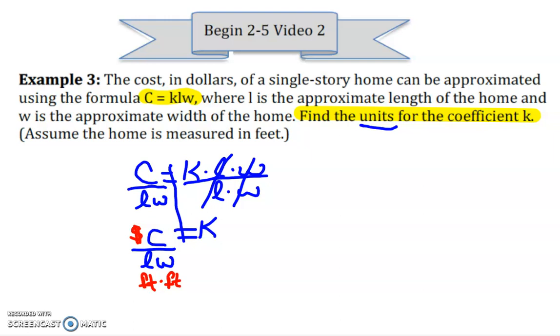Now, what I'm going to be using is the units of measure. So instead of writing the C, we're going to say that the K will be measured in dollars per, the division line, we normally say per, dollars per, and we've got feet times feet. That is feet squared. So what unit of measure would we use to describe this? We would say dollars per square foot, and that would be our answer.